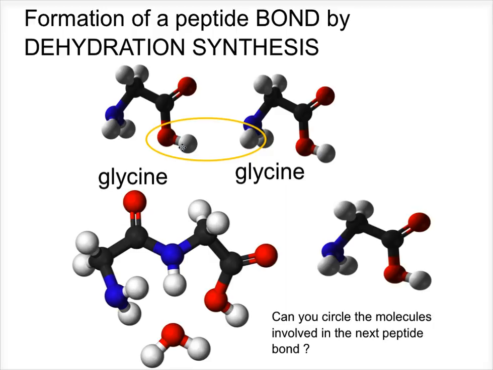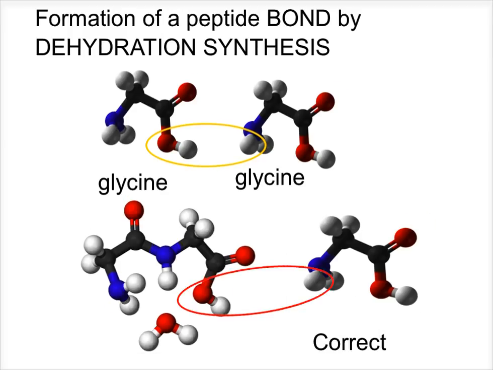This is showing between 2 glycine amino acids, and as you can see, a water molecule is formed between these 2 parts of the amino acid, with the water being given off. Can you circle the next molecule involved in the next peptide bond? You are correct. You can see how that hydroxyl group would form with one of the hydrogens from the amino group of the adjacent amino acid, forming the new peptide bond.